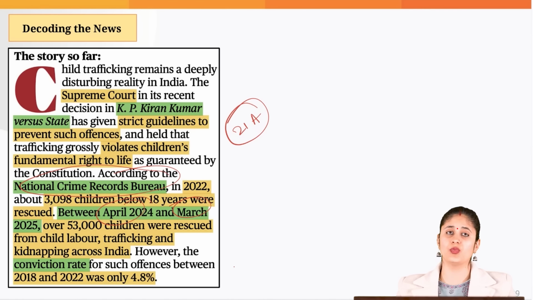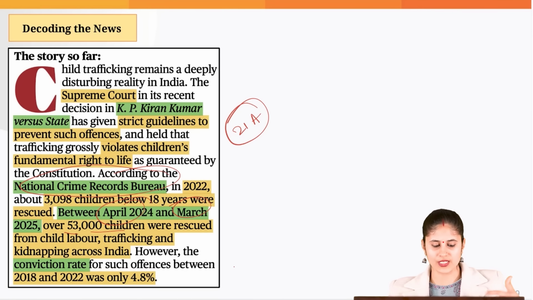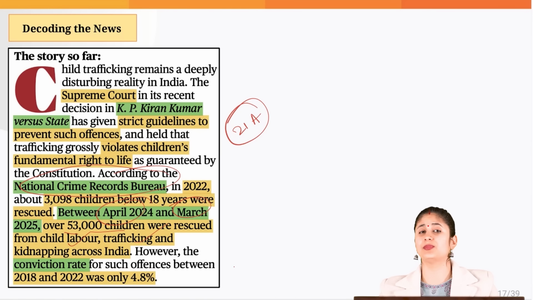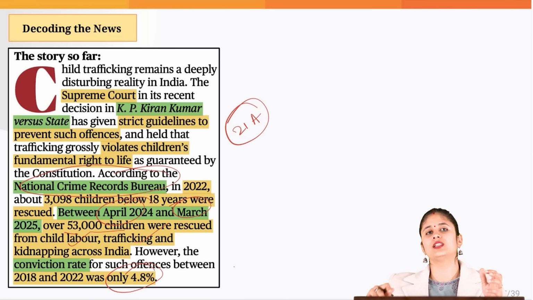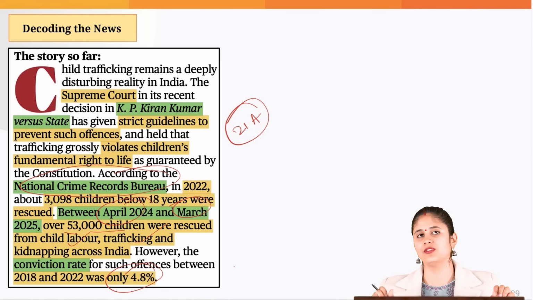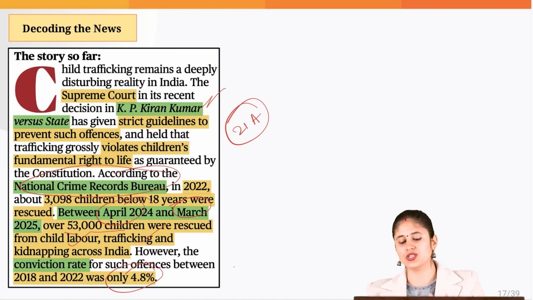Now, if you go by the NCRB records, between April 2024 to March 2025, the government has been able to rescue more than 53,000 children, and we have been rescuing them from child labor, trafficking, kidnapping across India. But the problem is low conviction rate. Conviction rate is merely 4.8%. And previously what used to happen, just because of minor discrepancy, the court used to negate the statement given by a minor victim of child trafficking. That has been addressed by the Supreme Court in this particular judgment.